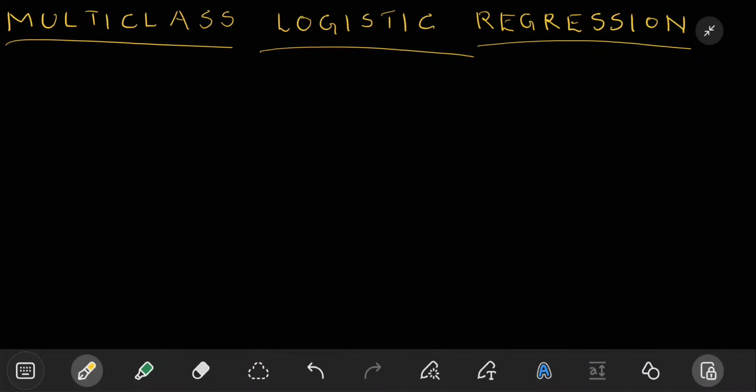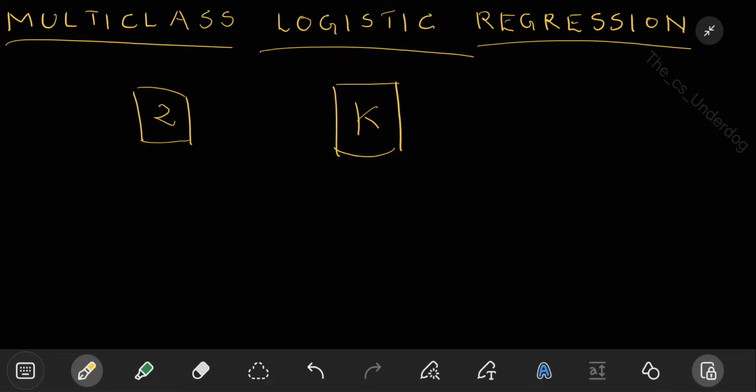Multiclass logistic regression, also called multinomial logistic regression or softmax regression. This is an extension of logistic regression that handles multi-class classification. Two lectures back, we learned about logistic regression, and there we did two-class or binary classification. Here we are going to do k-class or multi-class classification. This is the only difference.